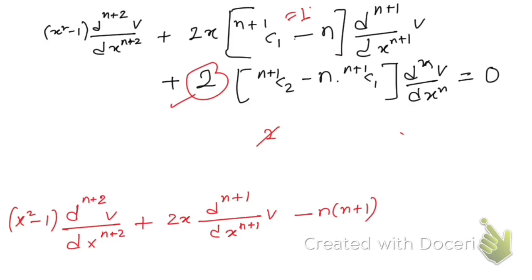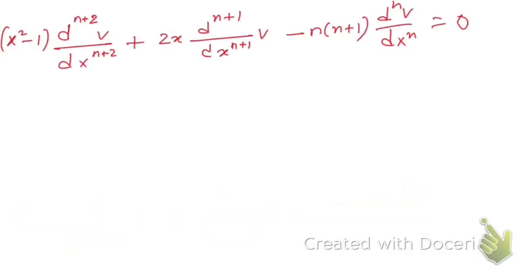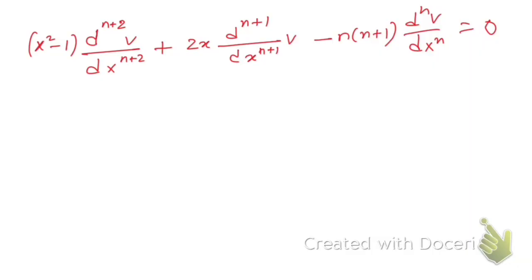Now let me clean these things. So nth order derivative of v with respect to x equal to 0. This is what we have got, right? So now let me write this equation and let me go to a new slide. Pause the video and note it. Okay, so here is the equation.